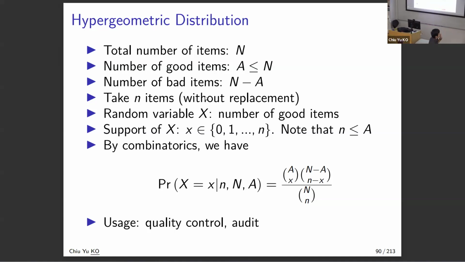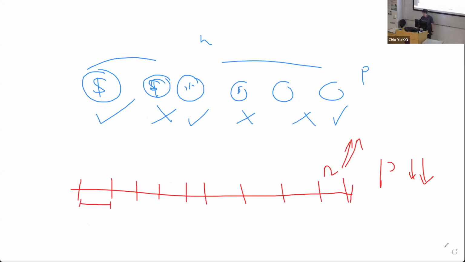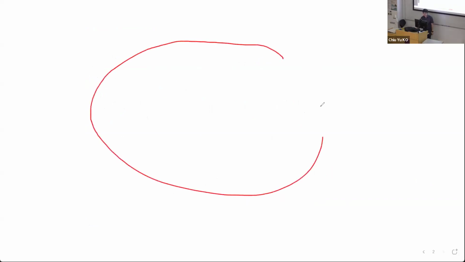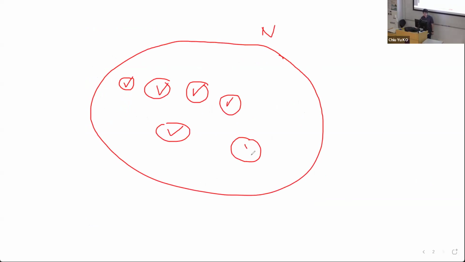Okay, so the question is like this. Let me draw a picture. I hope that will make a lot of sense here. I go to the warehouse. I know the N objects here. There's a good item, another good item, and another good item here. And then maybe a bomb here. That's a bad item.